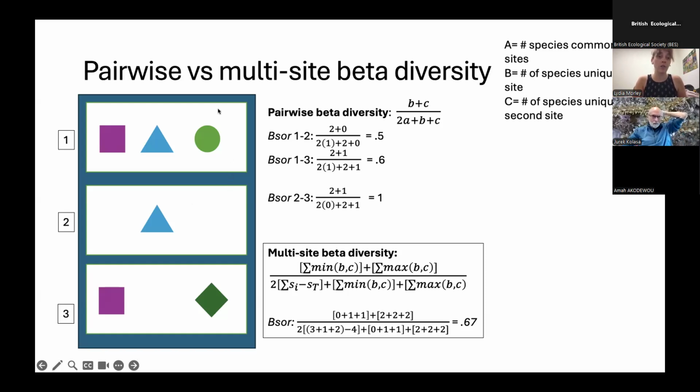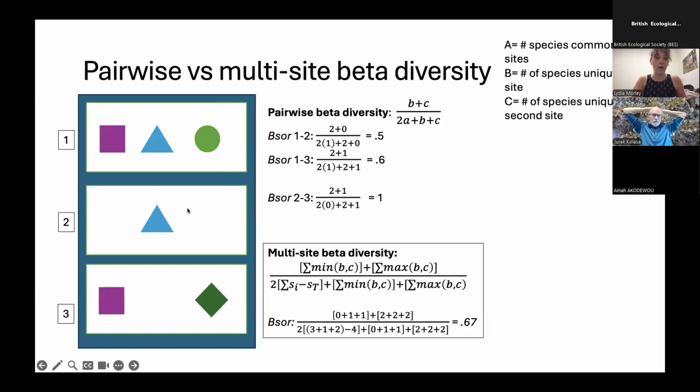We can just go back to our original calculations here, and we know the minimum number for 1 to 2 was 0. For 1 to 3, the minimum number was 1. And for 2 to 3, the minimum number was also 1. So we plug those in. Here we've got the maximum number of unique species for each site pair. So we have 2, 2, and 2.